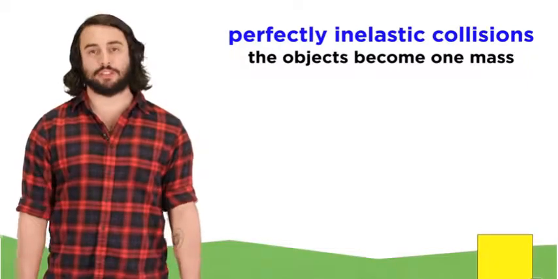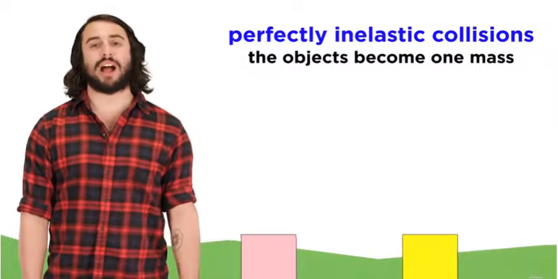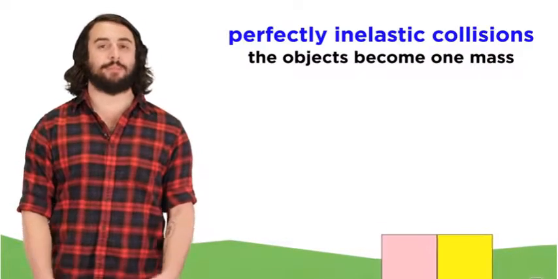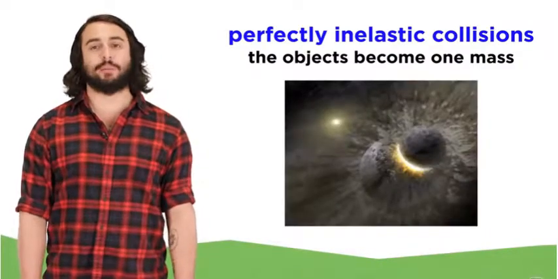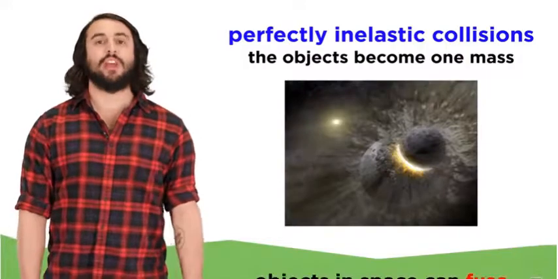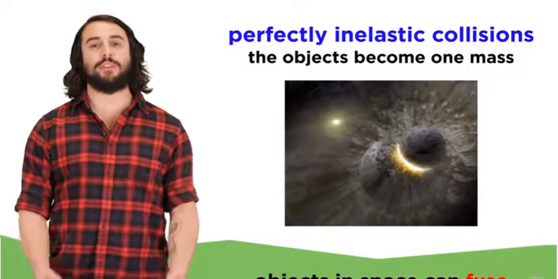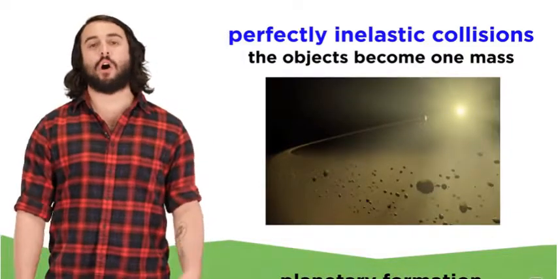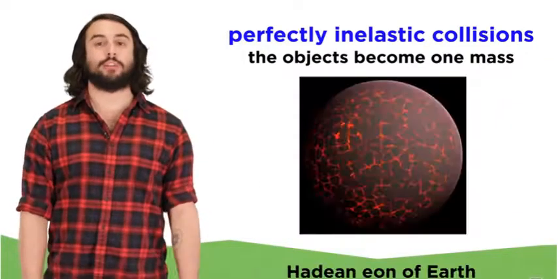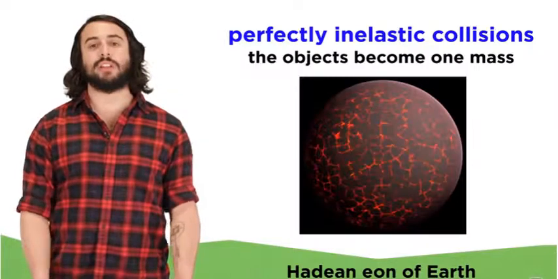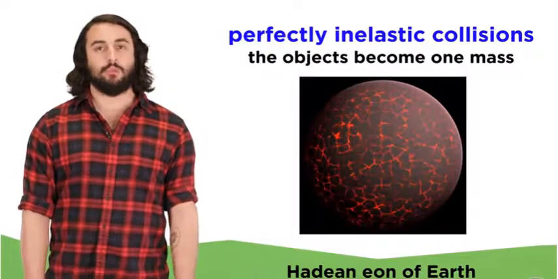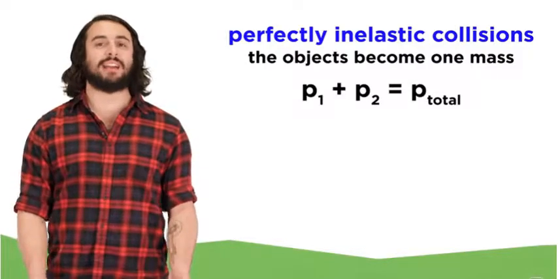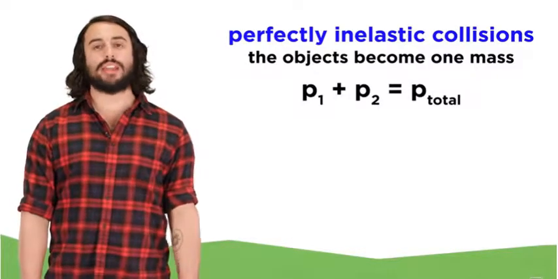Perfectly inelastic collisions are those in which two separate objects collide, after which they move together as one mass. Sometimes when celestial bodies collide, like two asteroids, the collision is inelastic and they fuse together to form a larger body. In fact, this is how all planets begin to form, including the Earth, over the course of millions of such collisions.